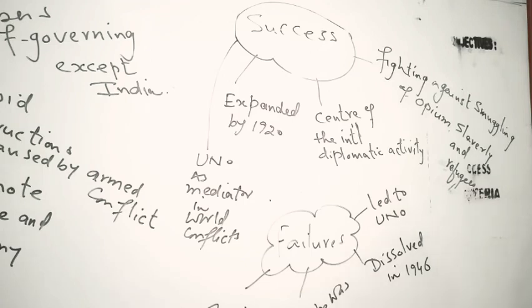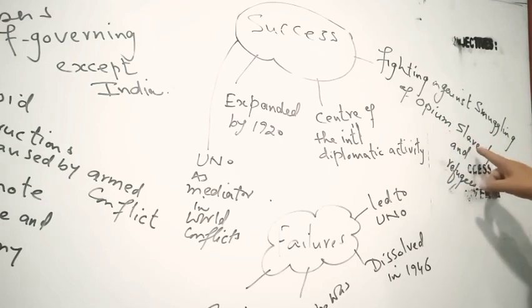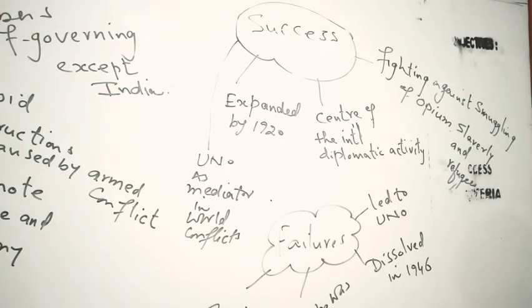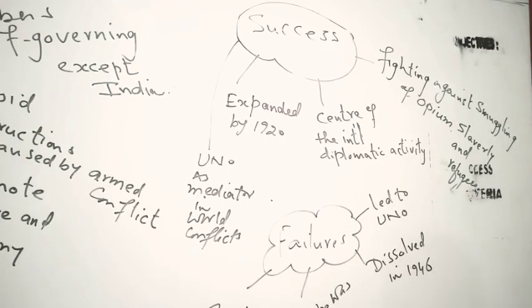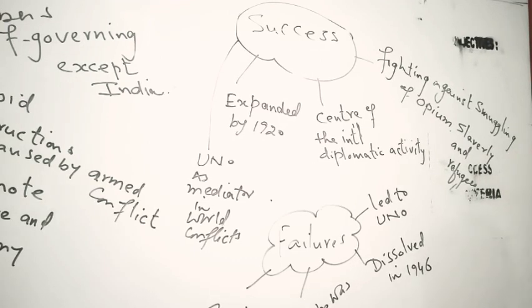This organization also put forward another idea: not only to prevent wars but also to fight against the smuggling of opium, the menace of slavery and the problem of refugees. So the League of Nations started working to stop the smuggling of opium, to finish slavery from the world, and to solve the refugee problems in the world. This was a great activity.